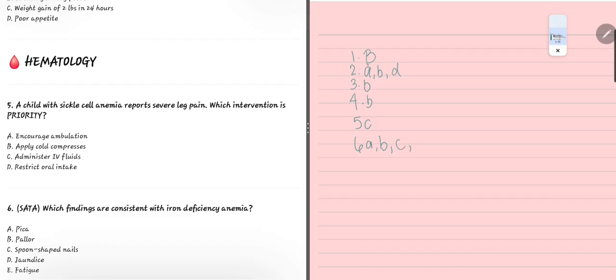I know one of the hematologic disorders causes spoon-shaped nails. I'm not sure that it's iron deficiency anemia. Jaundice. I don't think so. I'm not positive. I'm gonna choose E as well because I feel like all of the anemias make you fatigued.